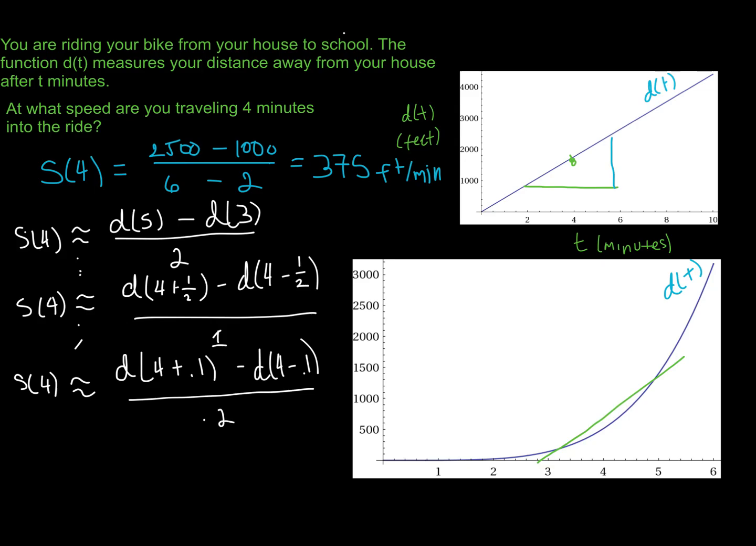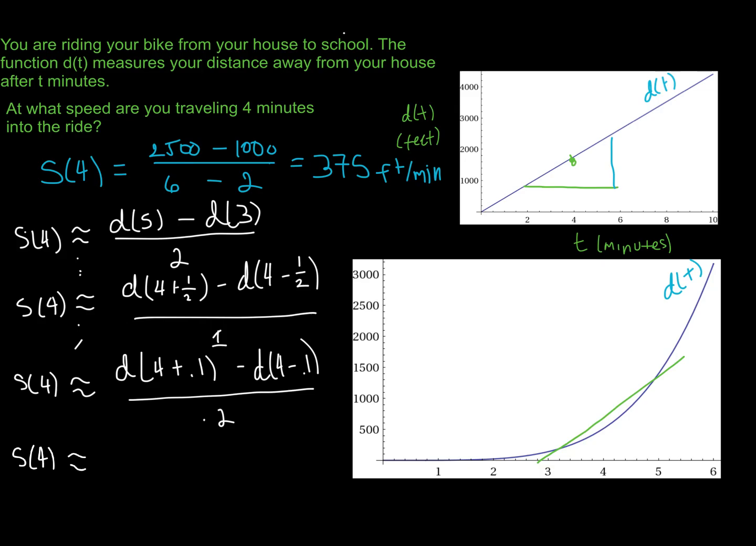All right, so let's think about our process in general. If we want to approximate the speed that we were traveling 4 minutes into the ride, we're going to focus in on that 4 minutes, and we're going to pick a point to the left and a point to the right and find the average rate of change between those 2 points. Pretty simple, right?